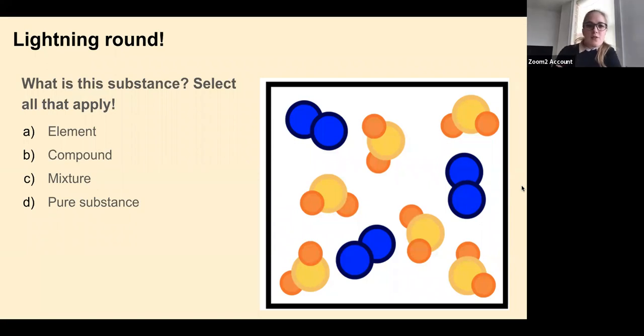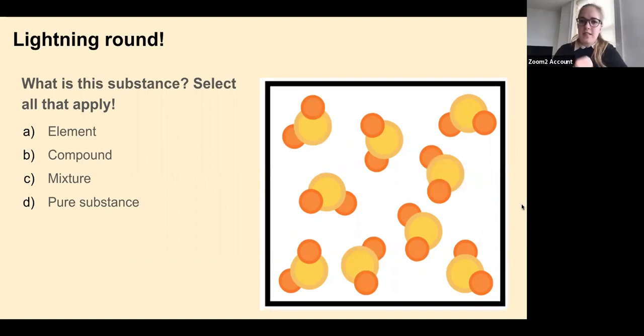All right, so let's go over the answers to this one. So this one is actually a mixture. So this is a mixture of a compound and an element, sorry. So you've got an element here and a compound here. And if you've mixed them together, this is a mixture. Great. On to the next one. What's this next one? Element, compound, mixture, or pure substance?